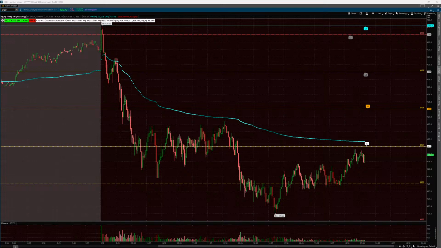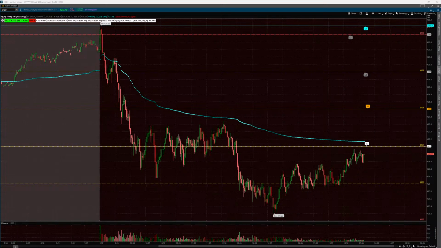All right, shifts in levels for QQQ, just minor. The volatility trigger shifted higher, up to 428 shown here. So QQQ again trading below its volatility trigger. All right, let's take a look at NDX.